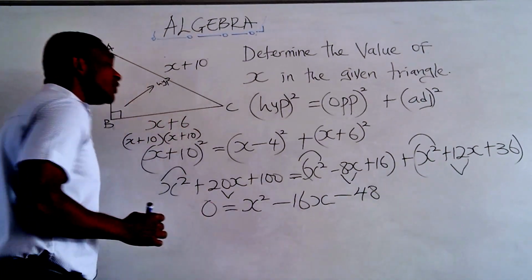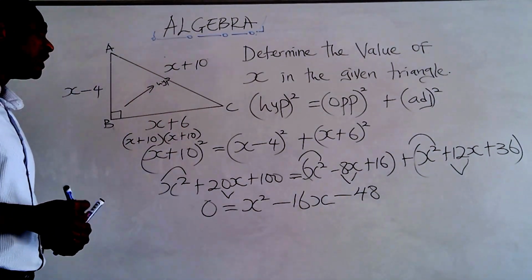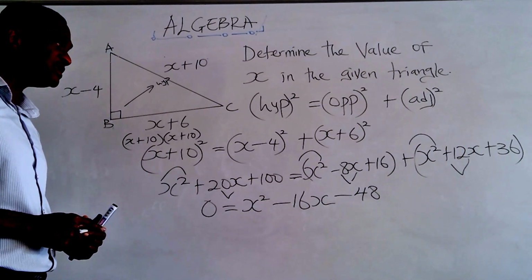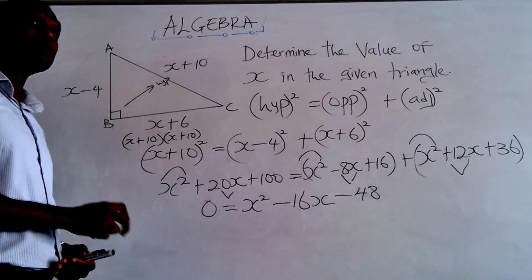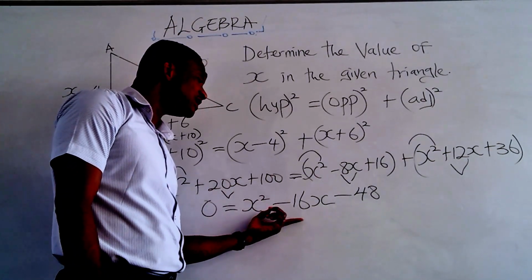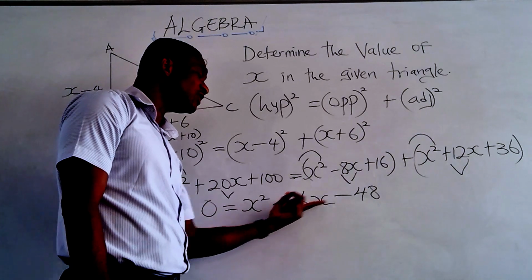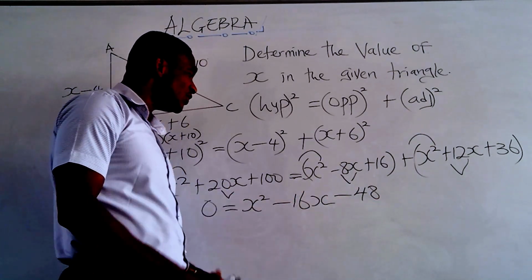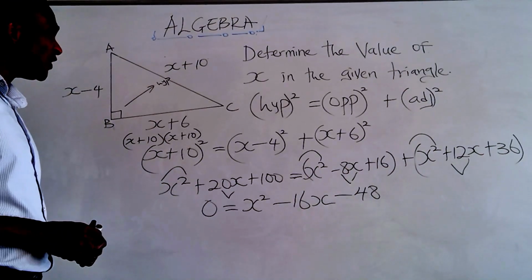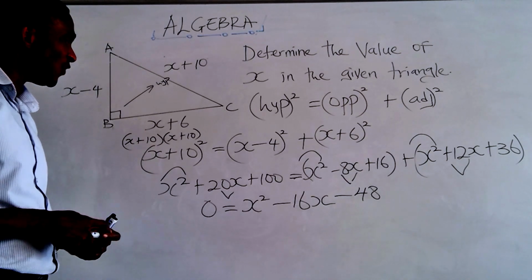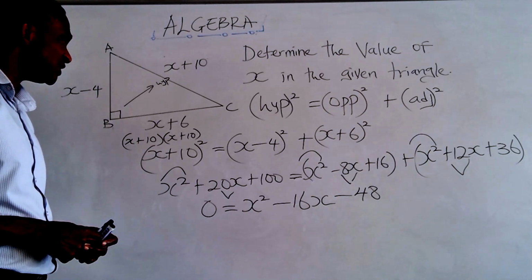So this becomes a quadratic equation that we have to solve. Remember, to factorize this, you look for two numbers that when you add, give you this, and when you multiply, give you this. So let's test. 48 is 12 times 4 gives us 48.